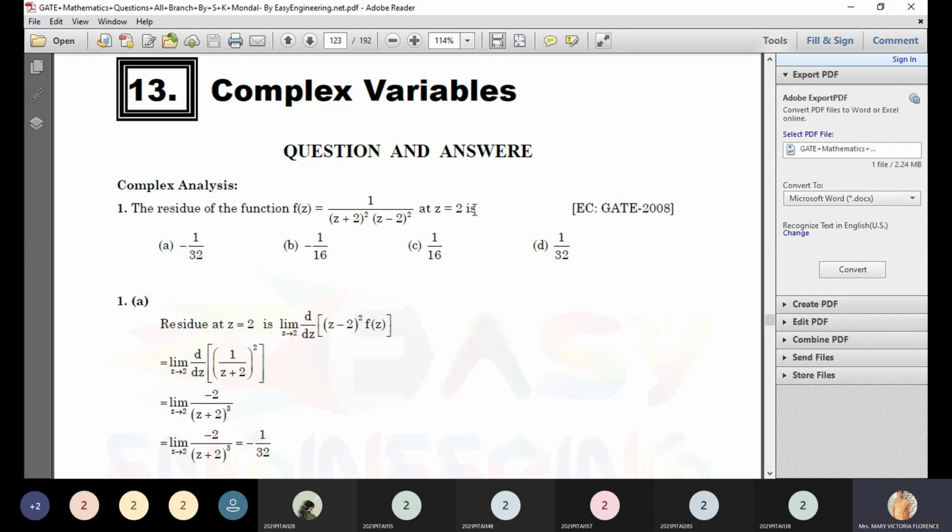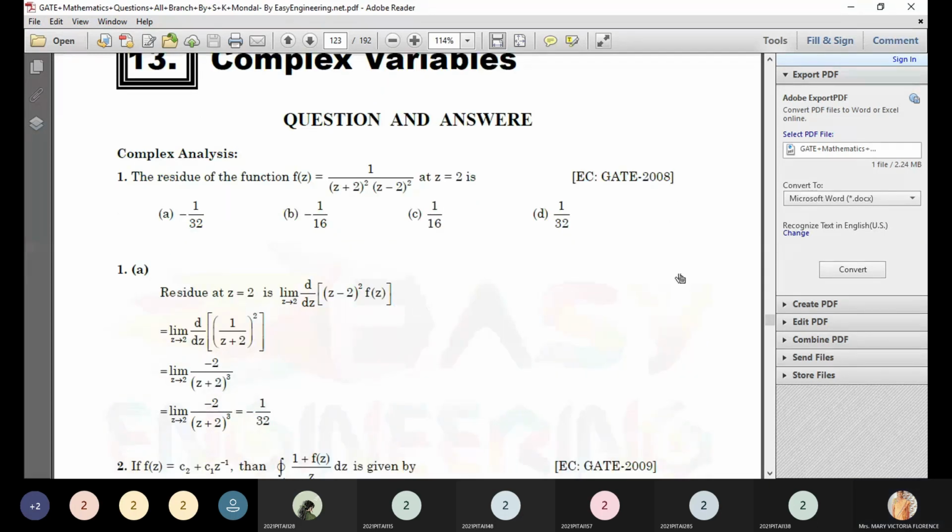Find the residue of the function f(z) = 1/((z+2)²(z−2)²) at z = 2. First, we have to find the residue at z = 2. The formula is limit z tends to a of 1/(n−1)! d^(n−1)/dz^(n−1) of (z−a)^n f(z).